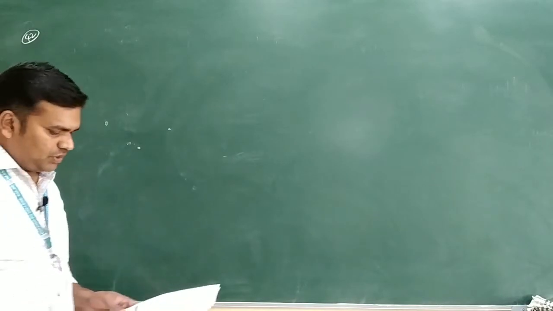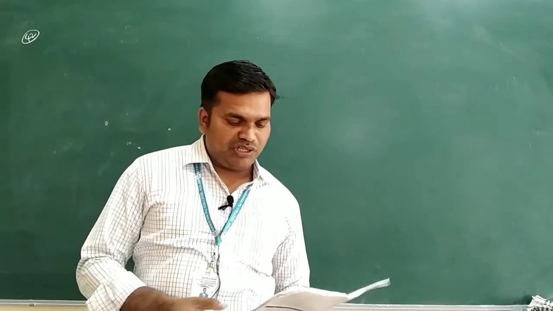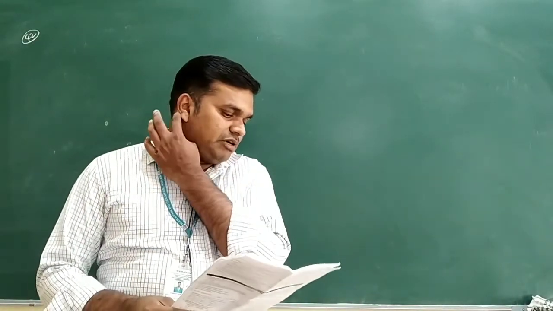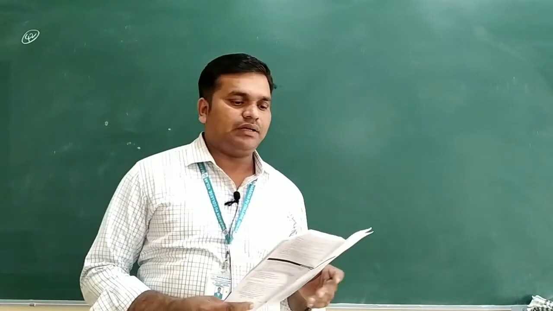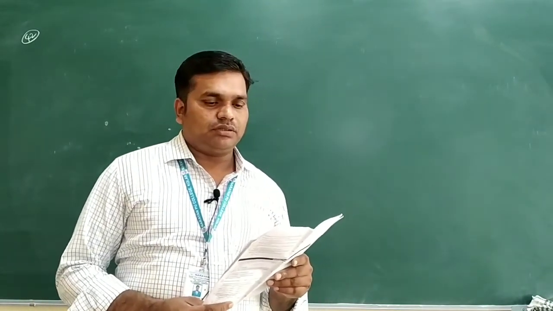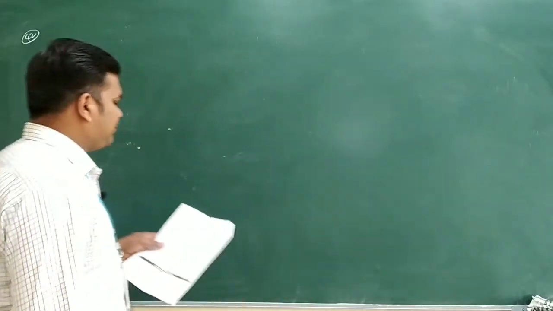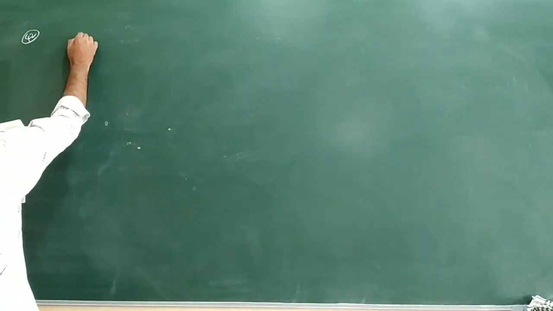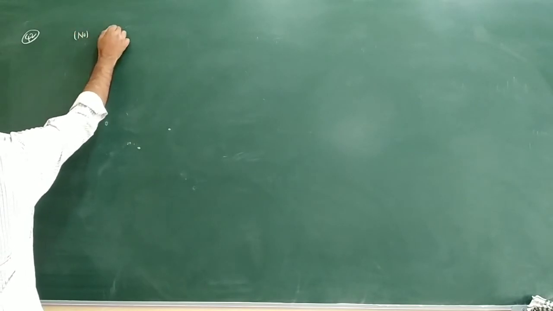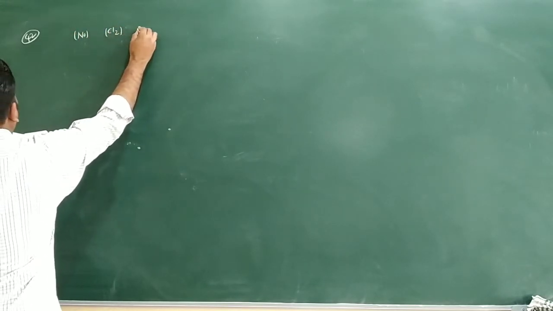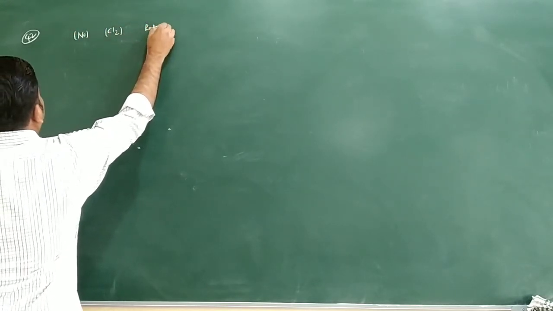So the next question, 42: for the reaction between NO and Cl2, the following data were obtained. They have given some data, the rate for NO and Cl2. They are asking here to find the order of the reaction. So here NO is given, you can take its concentration. This is Cl2 and this is what, the rate is given.